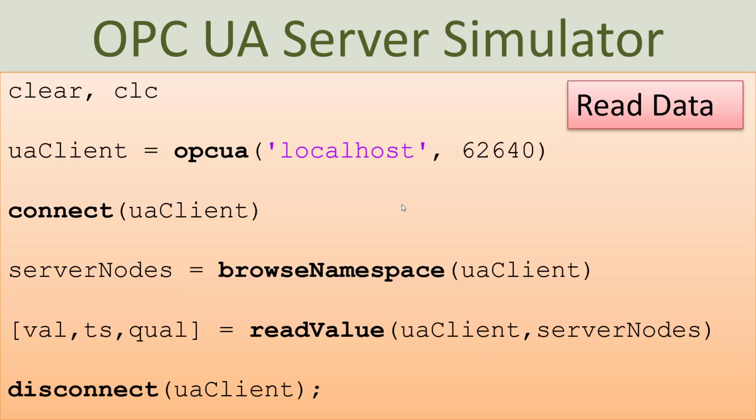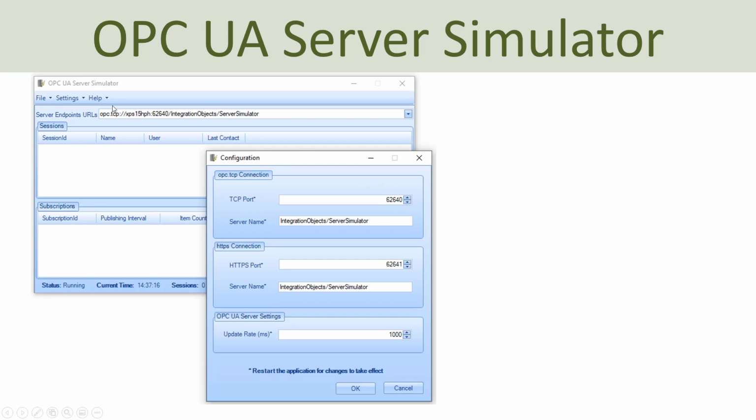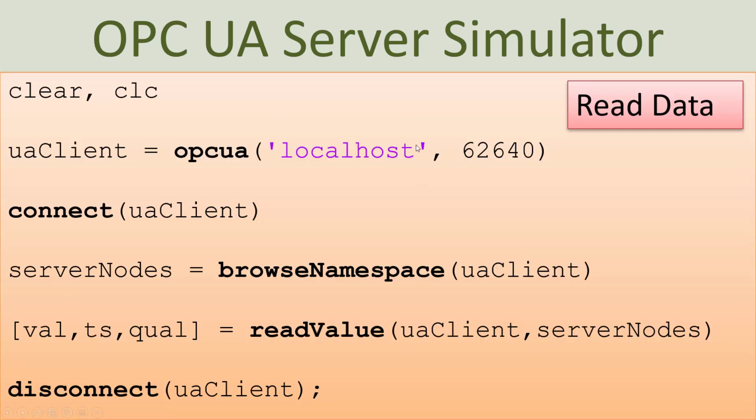So here you see the basic Matlab script for connecting to this OPC UA Server Simulator and reading a specific value for a specific tag. Then we just create an OPC UA client using OPC UA like this. So here is the port that we found here, and then you can specify the address, or if it's located on the same computer, you can just type localhost like this.